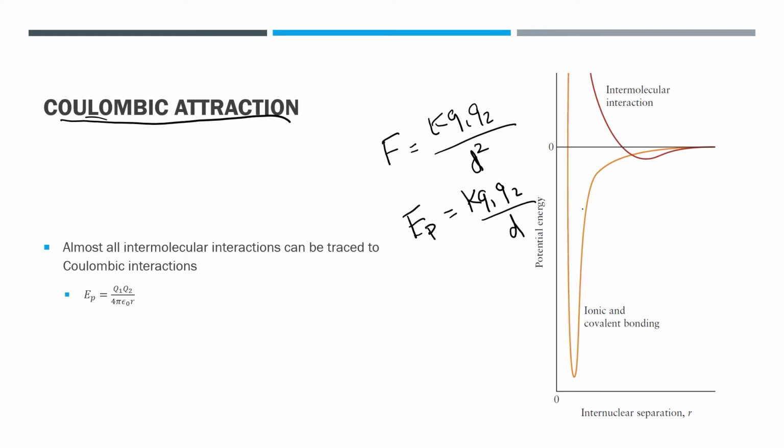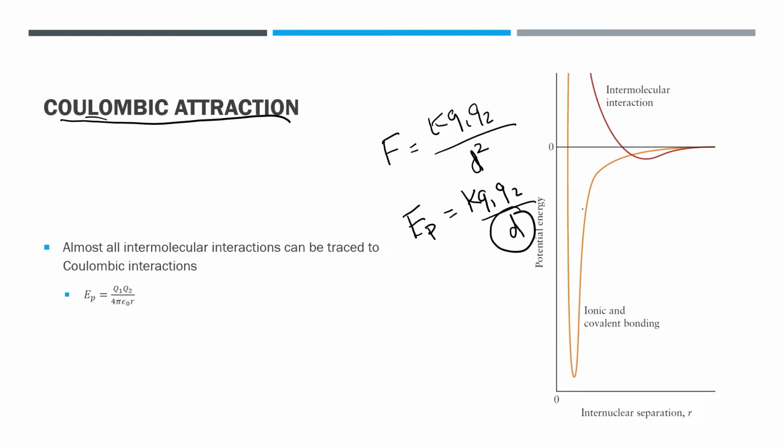Essentially, potential energy is the integral of the force, or the force is the slope of the potential energy. This isn't super important to know if you haven't had calculus exposure, but what is important is this 1 over d relationship that happens with potential energy when we have two ions, two full charges. We can trace all intermolecular attractions back to Coulombic interactions, because basically, Coulombic interactions only describe totally charged ions.